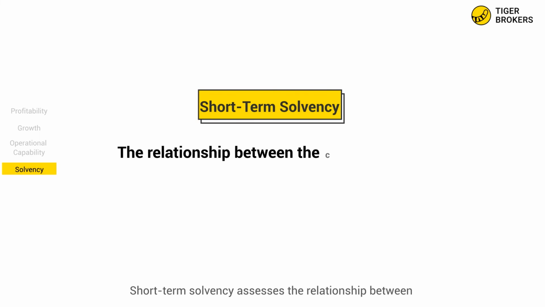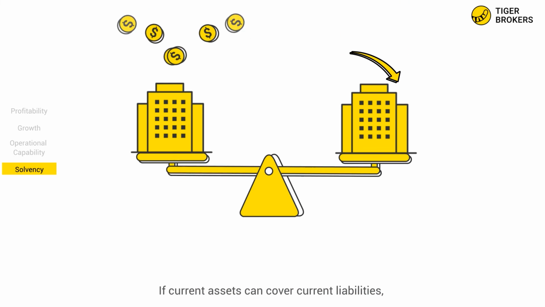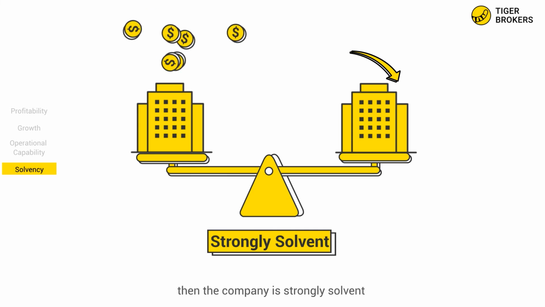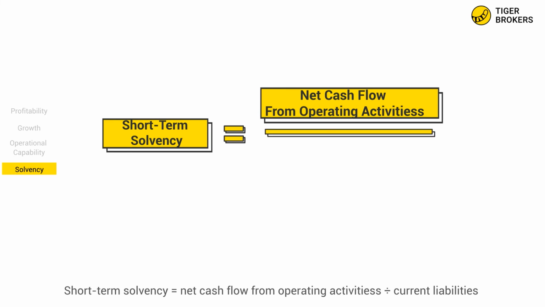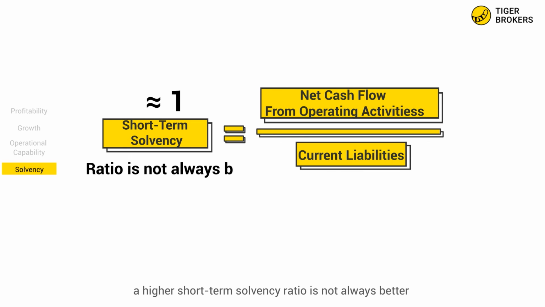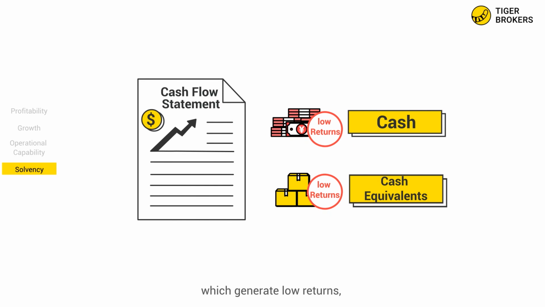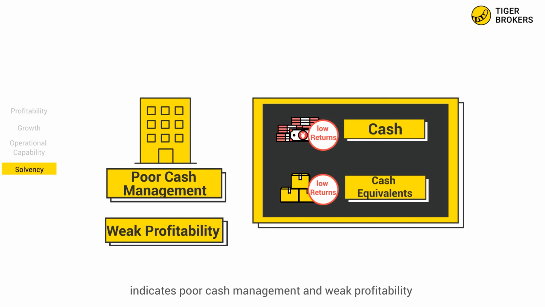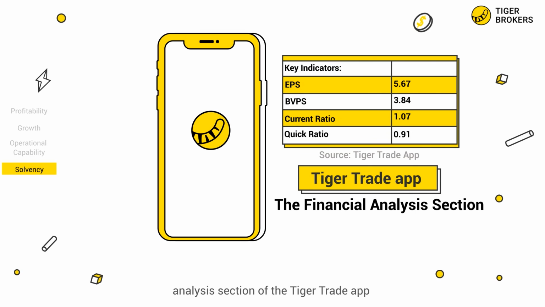Short-term solvency assesses the relationship between the current assets and current liabilities of a company. If current assets can cover current liabilities, then the company is strongly solvent. Short-term solvency equals net cash flow from operating activities divided by current liabilities. Generally speaking, this ratio should be maintained at 1. I should add here that, just like the quick ratio, a higher short-term solvency ratio is not always better. A huge amount of cash and cash equivalents on the books, which generate low returns, indicates poor cash management and weak profitability. Again, you can find these ratios in the financial analysis section of the Tiger Trade app.